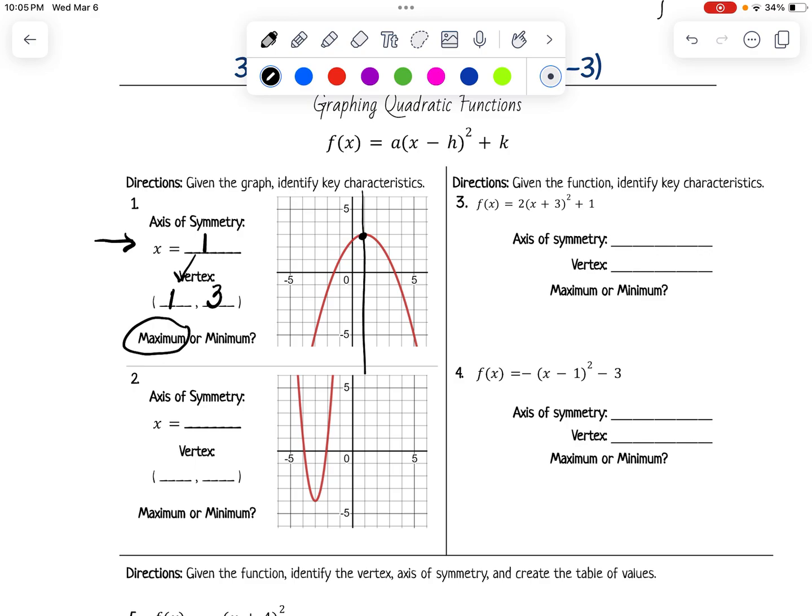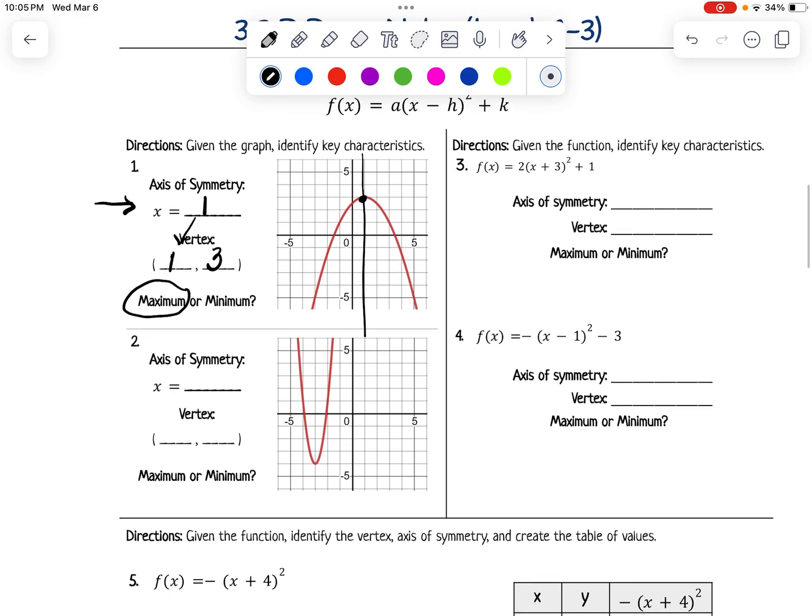Now let's try it again with the second graph. Our graph cuts in half here. So where is that point on the x-axis? Remember, this side of 0, you're going to be having negative numbers. So that cuts it in half at 1, 2, -3.